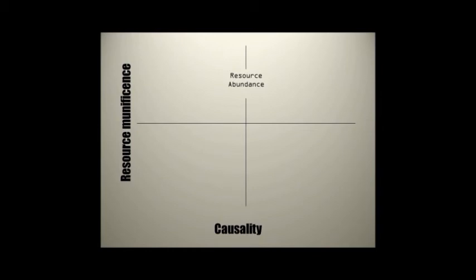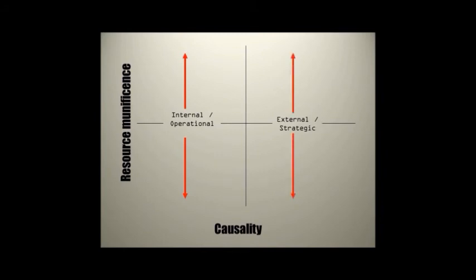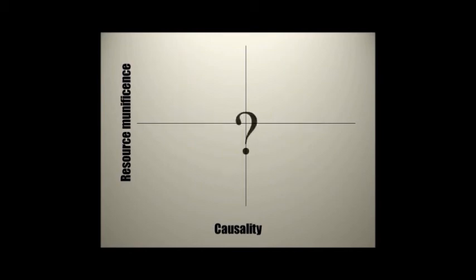If we think about resource munificence, we see abundance and scarcity over two quadrants of a matrix. If we look at causality, we see that it can be either internal or external, which is the strategic situation which we just referred to. So which of these strategies or turnaround situations should we now look at?